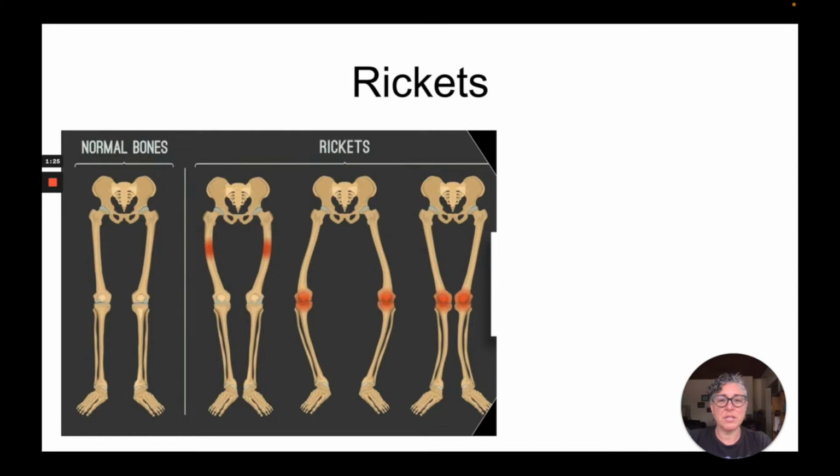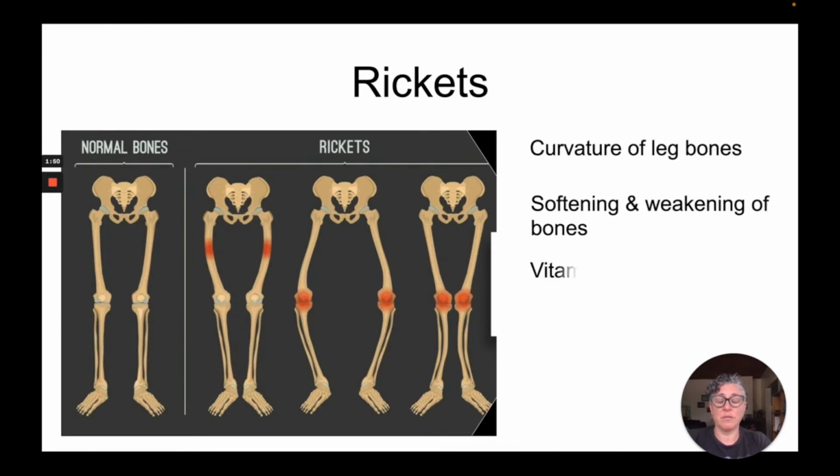The second deficiency disease we're going to take a look at is called rickets. And you can see here, in the picture, what some normal leg bones would look like versus leg bones with rickets. And so you have the bowing, whether it's an inward bowing or an outward bowing of legs at different parts of the leg structure in the bone. So what we see is a curvature of leg bones.